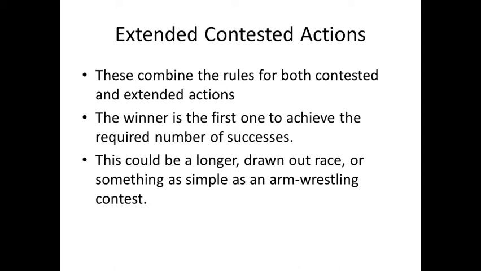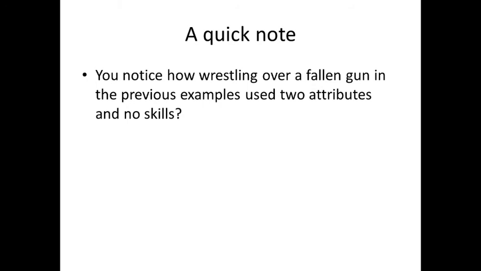So I actually slipped something in there earlier where I was talking about wrestling over a gun, and the rolls I used for it were strength plus dexterity. If you notice, neither one of those is a skill. Those are both attributes. And although the most common check in this system is a skills check, where it's one attribute plus one skill plus modifiers, sometimes there's not really a skill for something, and sometimes it doesn't even make sense for there to be a skill.